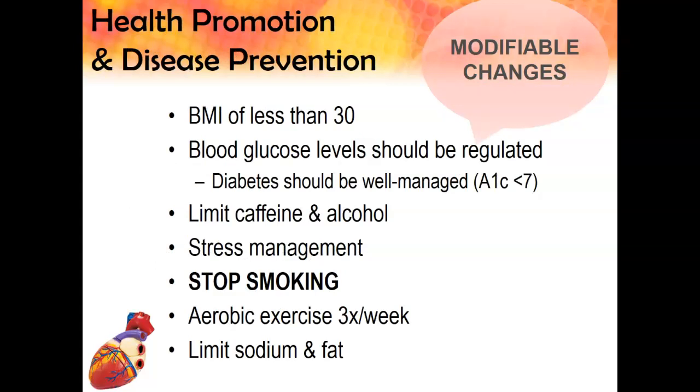So health promotion and disease prevention. Things that you need to talk to your patient about, BMIs of less than 30, you need to encourage them to increase their activity level. Blood glucose levels should be checked regularly, especially in your diabetics. Those who are diabetic should try to be well controlled with an A1C less than 7. Limit caffeine and alcohol. Talk to patients about stress management. Sometimes simply a change in a job can help decrease stress. Stop smoking. Aerobic exercise at least 3 times a week, and limit their sodium and fat intake.